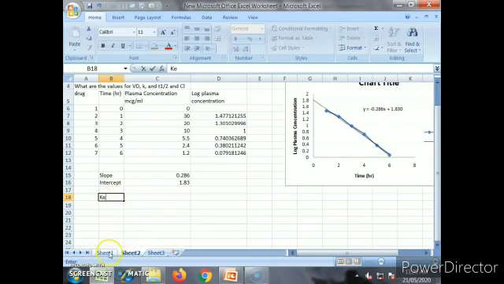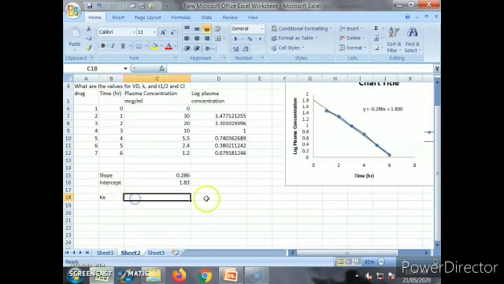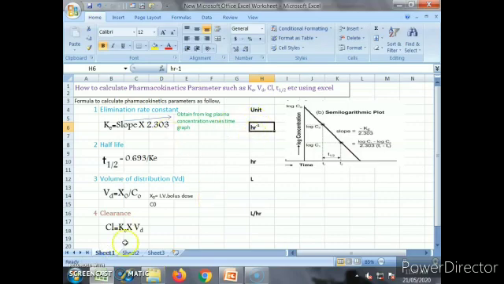The formula to remove the k is k is equal to slope into 2.303. So we will use this, slope into 2.303, enter. You will get this k value. Now the unit for the k is per hour.